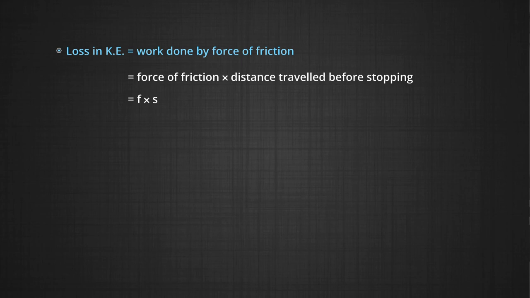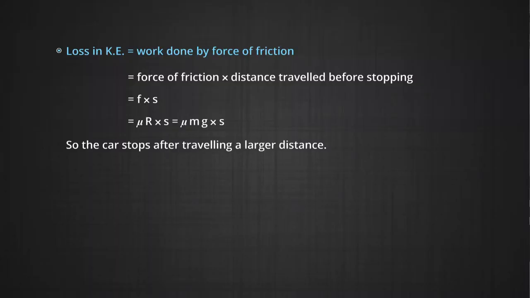So coefficient of kinetic friction multiplied by R, R being the normal force acting on the car or the truck. So what will it work out? Loss in kinetic energy is equal to mu R into S or mu mg into S. So S is going to be inversely proportional to the mass. Therefore, the car will stop after traveling a larger distance.